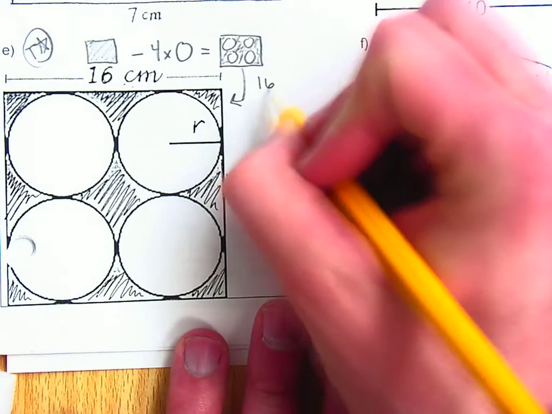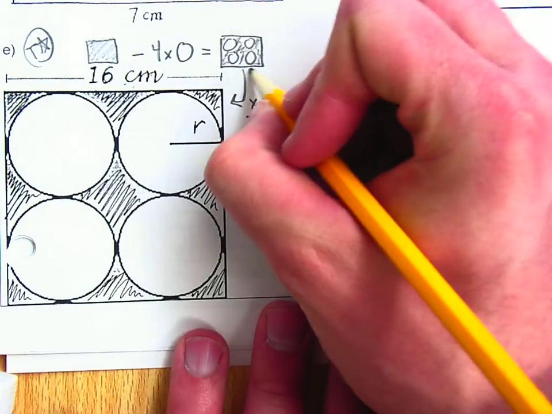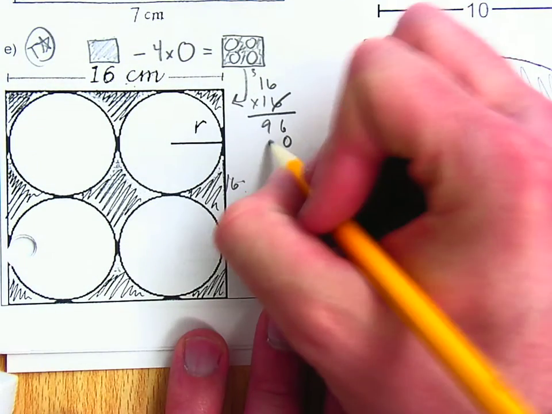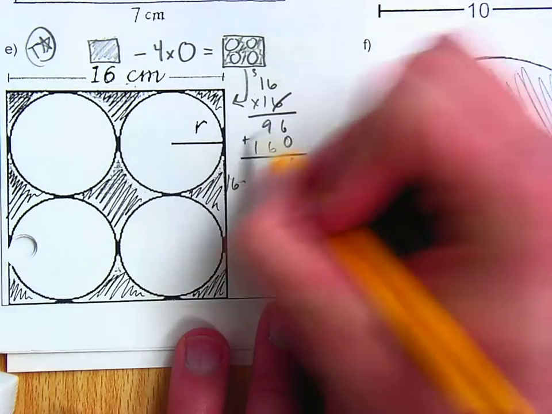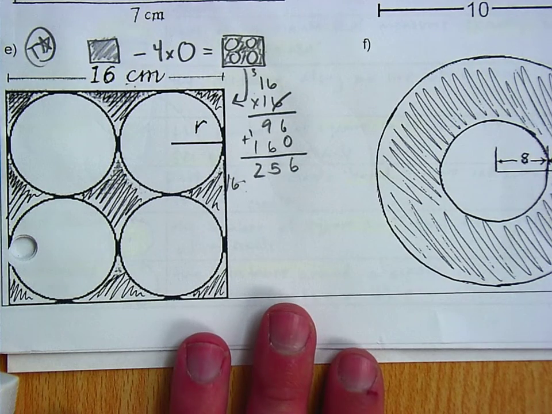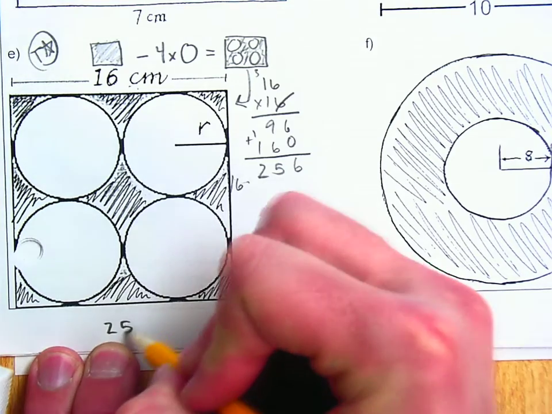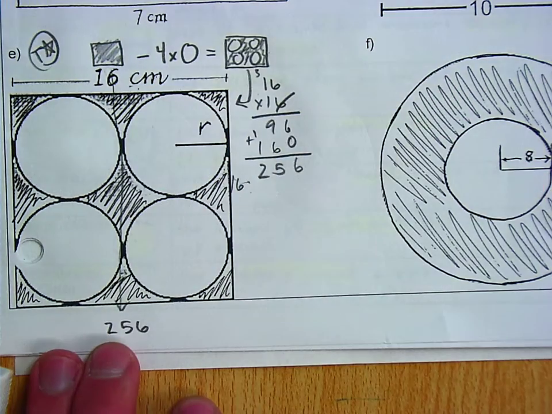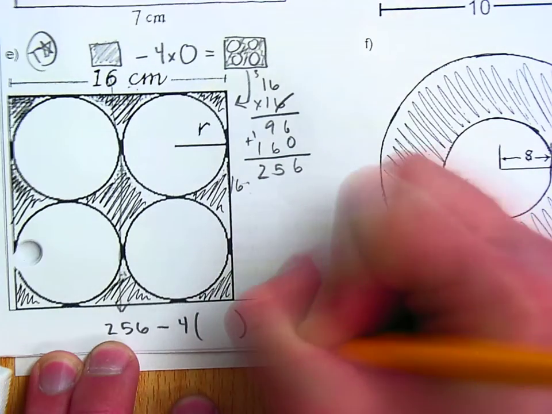So it would be 16 times 16. 6 times 6 is 36, write 6 carry the 3, and so on. This is the multiplication behind it, by the way. And then we get 256. So here we see 256 centimeters squared is the box. I'm going to go down here, but just know that this is all the way down there. That box is 256. Then we know we're going to do 4 times something.